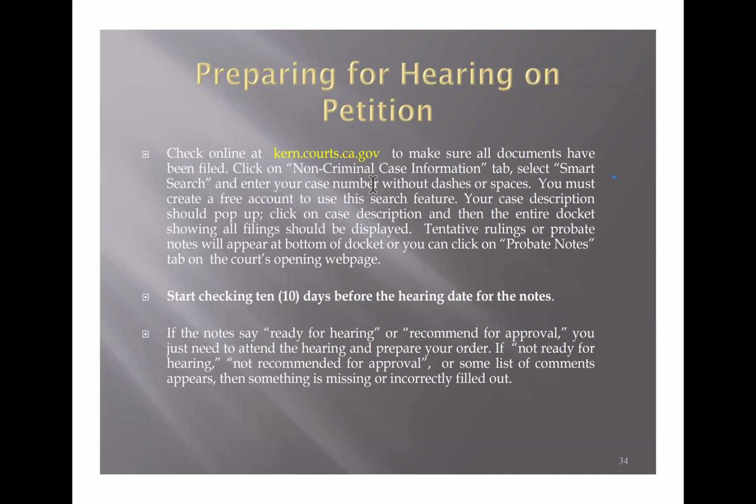So this is useful for checking to see if everything you thought you filed with the court is showing as filed. Also, before the hearing, I would start checking about 2 weeks before and look for tentative rulings or probate notes that would be entered at the bottom of the docket. On and off, they have had a probate notes tab on the website that you could click, but sometimes they don't have that. And if not, it just appears on the docket. So 10 days, 2 weeks before the hearing, start checking.